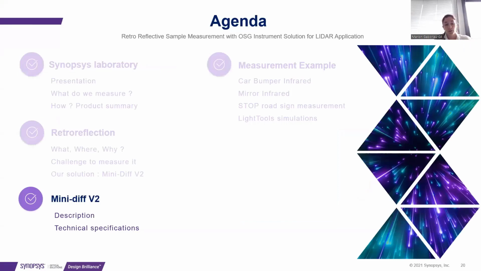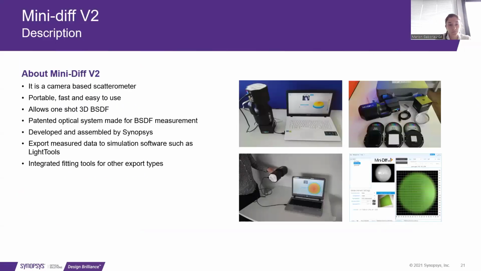So now I am going to present our mini-diff V2. Let's start with a short introduction. It's a camera-based system. It's a portable device, fast and easy to use, which allows to obtain a 3D BSDF in one shot, thanks to a patented optical system. It is developed and assigned by Synopsys. It also permits to export measured data to simulation software, such as LightTools, for example. And it also provides an integrated fitting tool for other export types.